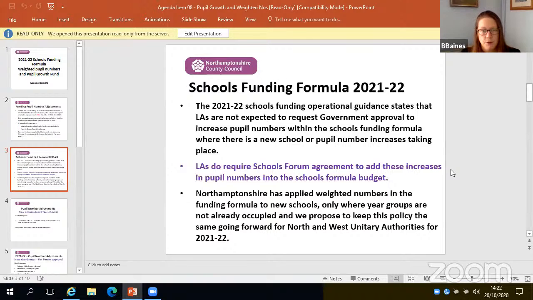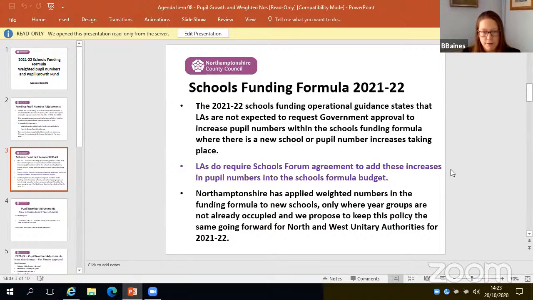So that's where there's a new school or pupil taking an increase in children. We would have to go to them if we were going to request a decrease, but that would be a very strange circumstance. LAs do require schools forum to agree the increases that Chris will take you through in a moment. And Northamptonshire has quite a strict policy on how it applies these additional weighted numbers that we add into the schools funding formula. We only apply it where the schools are within a category called new and growing. So they have to have been opened within the last 7 years and have to be year groups which had absolutely no pupils in the census.